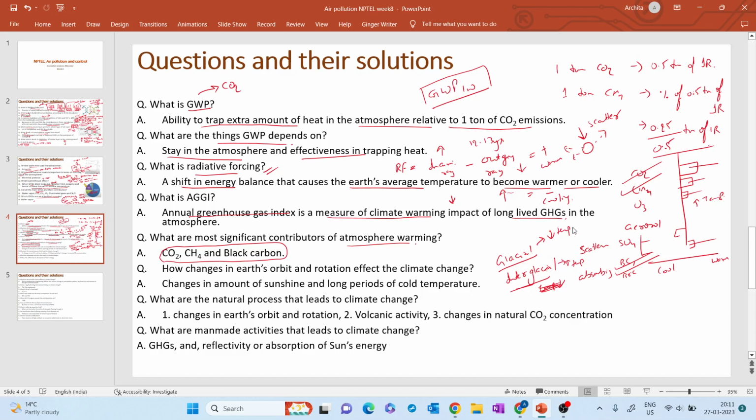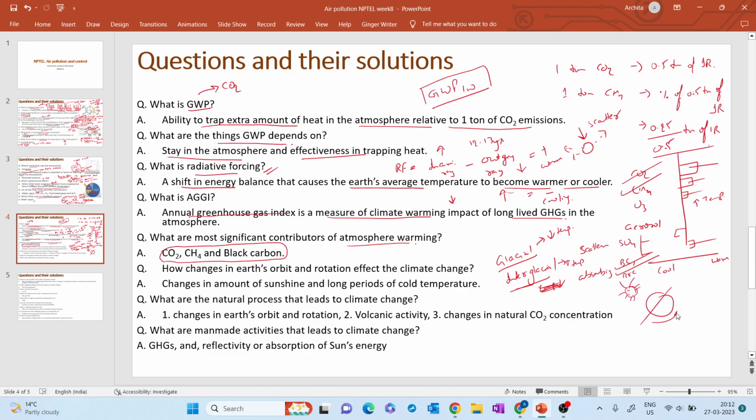So before life began on the earth, there were multiple periods of high temperature and low temperature, and that is because of the earth's orbit and rotation, because we know that earth revolves around an axis, and a part of it is always in the direction of the sun, and a part will be away from the sun.